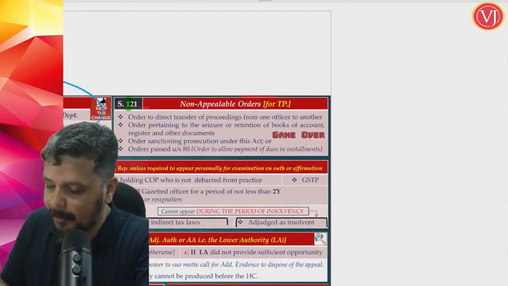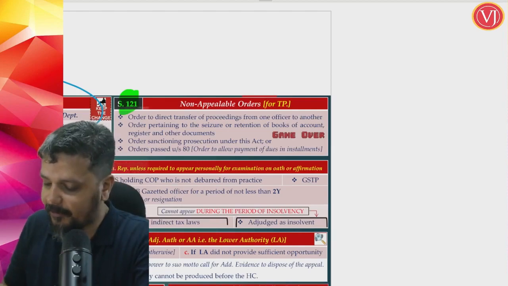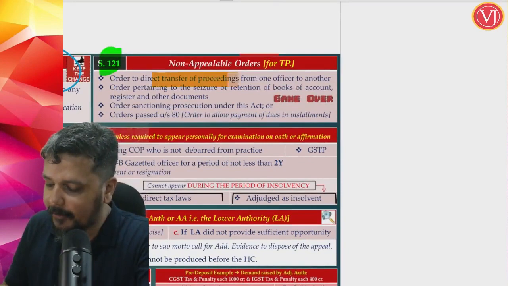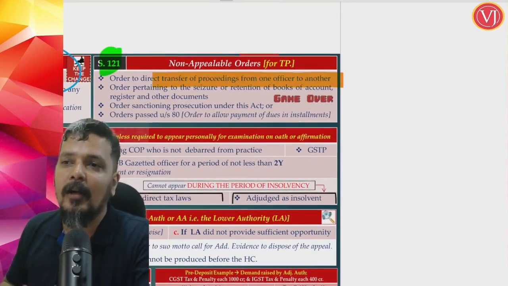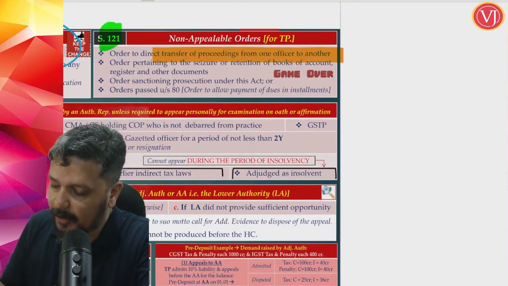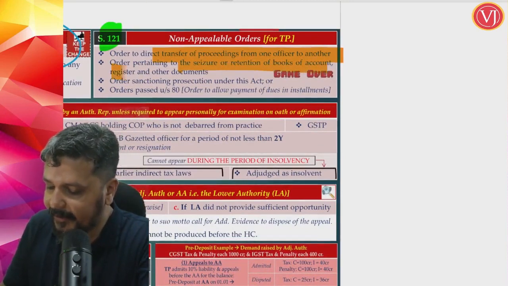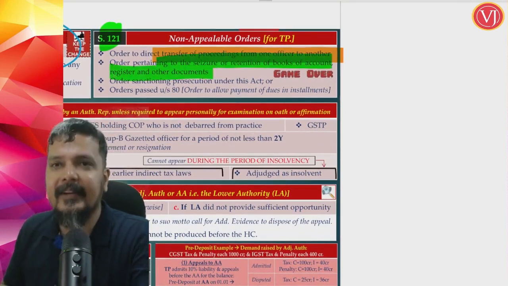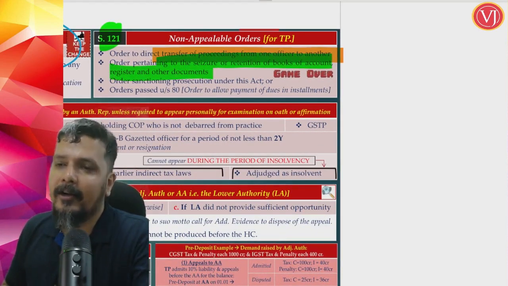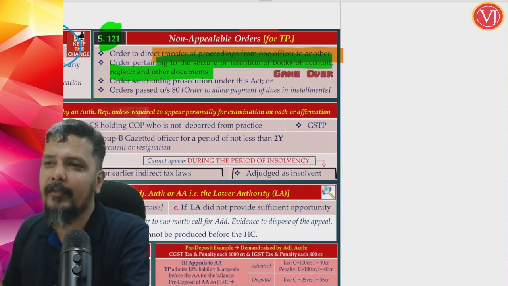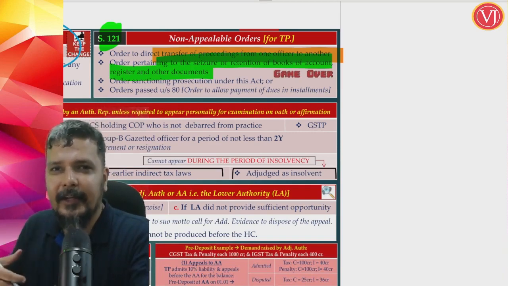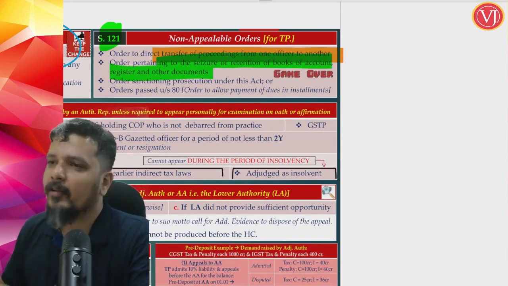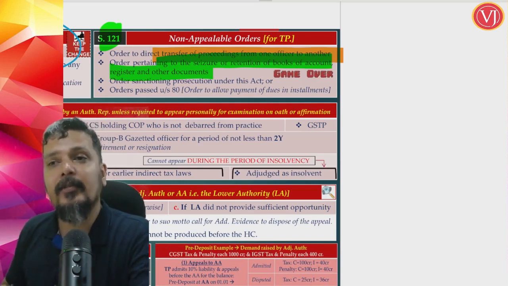Certain non-appealable orders where you cannot go for any appeal. Section 121. Right. You cannot tell that I don't like this officer's face, so please transfer the case from one officer to another officer. That you cannot do. You cannot tell that the books are being seized, therefore give me relaxation. Why? Because if you see those provisions, you will understand that when your books of accounts or records are seized, you can always ask for a copy of your records. You can give the copy of your records with signature and take your original books. That is always possible. So you cannot challenge that seizure of your books of accounts case.